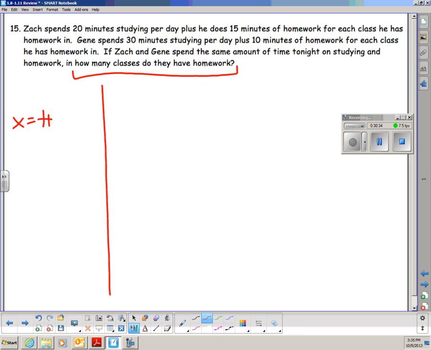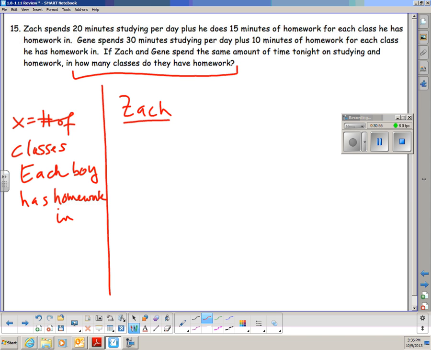So I want to make that X the number of classes each boy has homework in. That's my X. Now let's try to write out what Zach does. Zach spends 20 minutes per day, plus he spends 15 minutes for each class he has homework in. So if he only had one class, he'd be spending 15 minutes. If he had two classes, he would spend 15 times 2 minutes. If he had 3 classes, he would spend 15 times 3 minutes. Well, we have X classes, so he's going to spend 15 times X minutes.